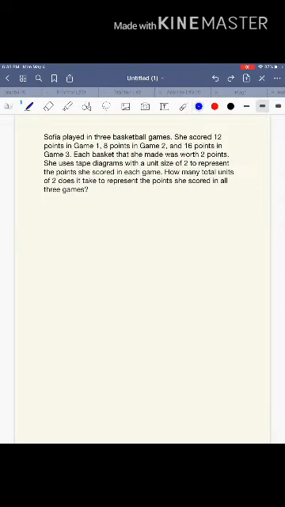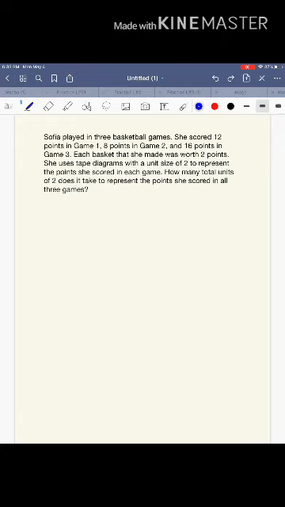Okay, we're going to get started today with this word problem. Please follow the reading so you understand what we're supposed to do. Sophia played in 3 basketball games. She scored 12 points in game 1, 8 points in game 2, and 16 points in game 3. Each basket that she made was worth 2 points.